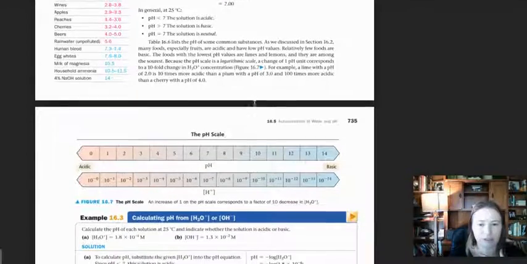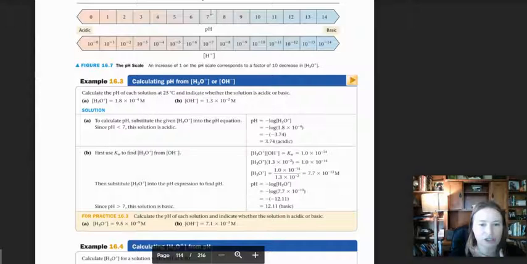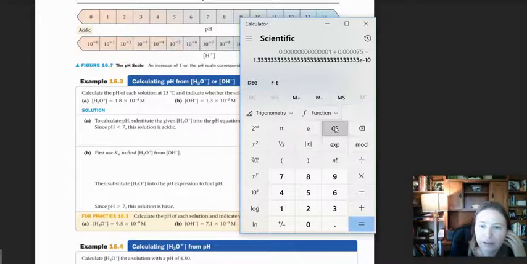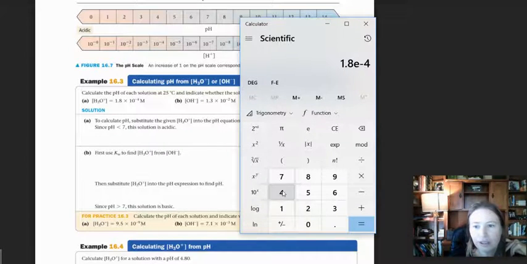Okay, there's the pH scale. Calculate the pH of a solution and indicate whether it's acidic or basic. So to find the pH of A, I'm just going to take the negative log of that guy. So I'm going to put the number in first in my calculator. Clear, that would be 1.8, exponent, negative 4, and I'm going to take the log.